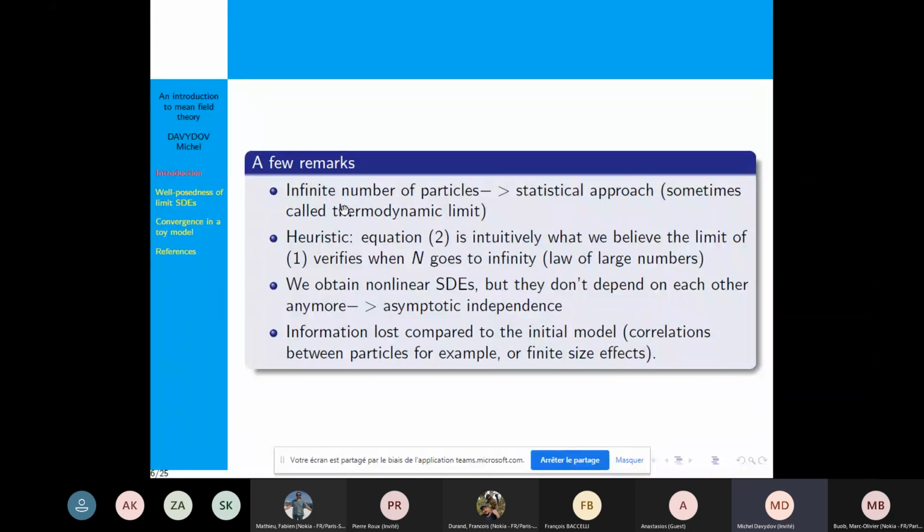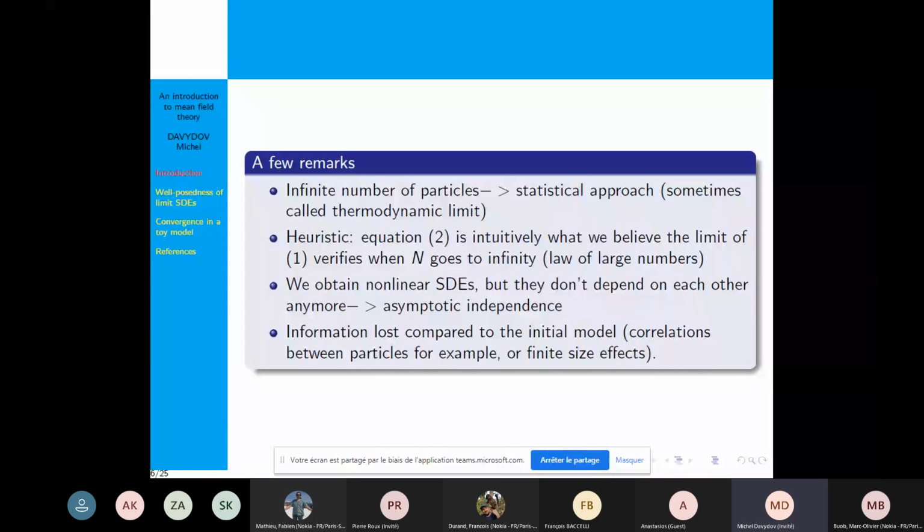So these are a few remarks, which is basically what I've already said orally. This is what is sometimes called the thermodynamic limit in certain circumstances. What we do is consider the situation where there's an infinite number of particles, and the heuristic is that the new stochastic differential equations are what we intuitively believe the limit to be when the number of particles goes to infinity. The advantage is that the equations are much simpler because they don't depend on each other anymore, so it's much simpler to compute. You have asymptotic independence between the particles, but they're no longer linear.